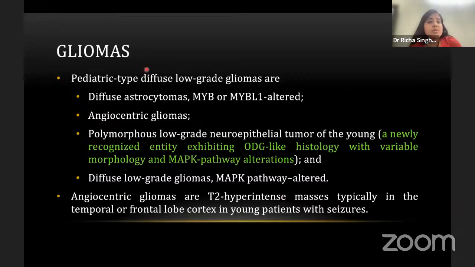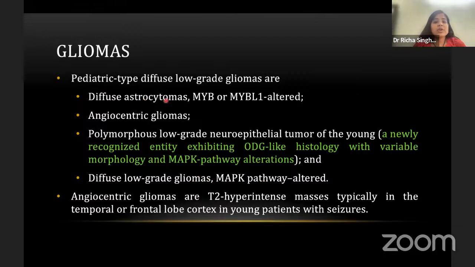Now, let's come on to the pediatric type diffuse low-grade gliomas. They are further subtyped into diffuse astrocytomas and angiocentric gliomas. Then there is a new entity, that is polymorphous low-grade neuroepithelial tumor of the young. And then there is this fourth entity, that is diffuse low-grade glioma. These 2, the third and fourth entities, have MAPK pathway alterations pathologically.